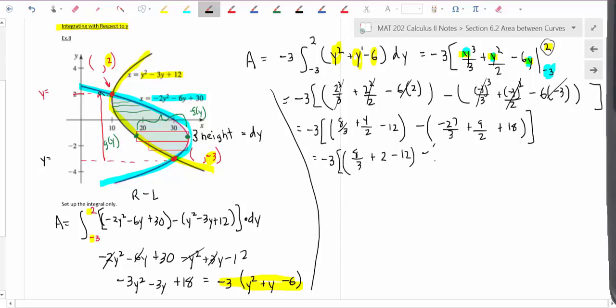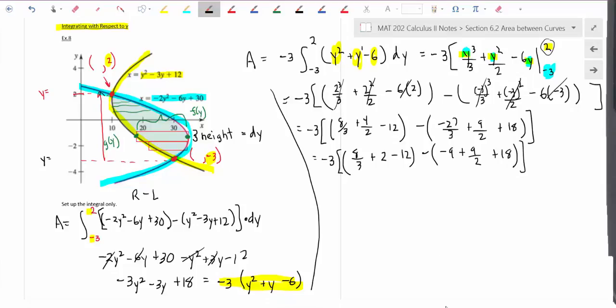Okay, and then the second parenthesis, we're going to have -9 plus 9/2 plus 18. Now we're ready to just add all the fractions and stuff together then. So finishing up the details here, we have -3, and this is going to be 8/3 minus 10 when we put those things together.